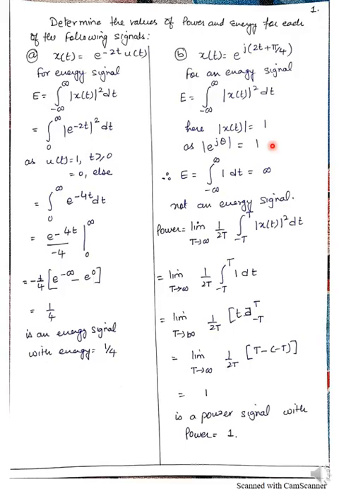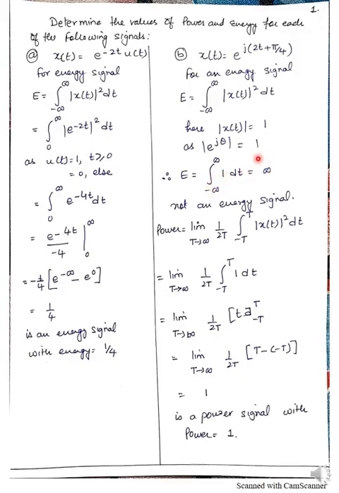as e raised to the power j theta has magnitude 1. If you want to understand how it actually worked out, you can write e raised to the power j theta equals cos theta plus j sin theta, and when you take the mod of this number, it will be equal to under root of cos square theta plus sin square theta, which is equal to 1. That's why the answer here is 1.